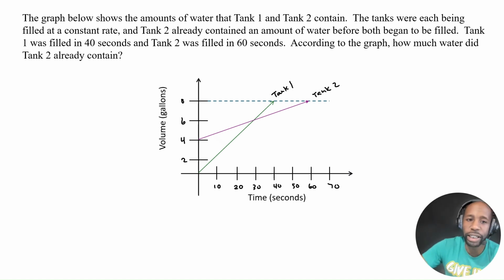All right, so this says the graph below shows the amounts of water that tank 1 and tank 2 contain. The tanks were each being filled at a constant rate, and tank 2 already contained an amount of water before both began to be filled. Tank 1 was filled in 40 seconds, as we see here, and tank 2 was filled in 60 seconds. According to the graph, how much water did tank 2 already contain?